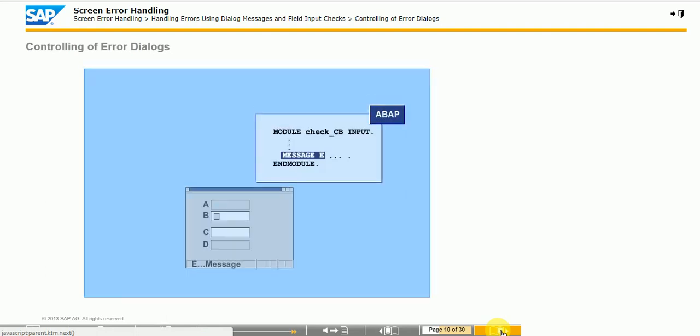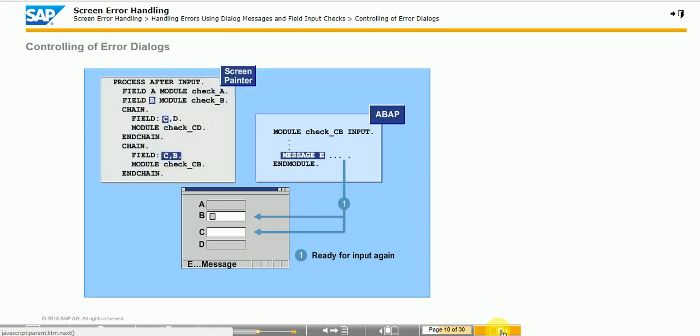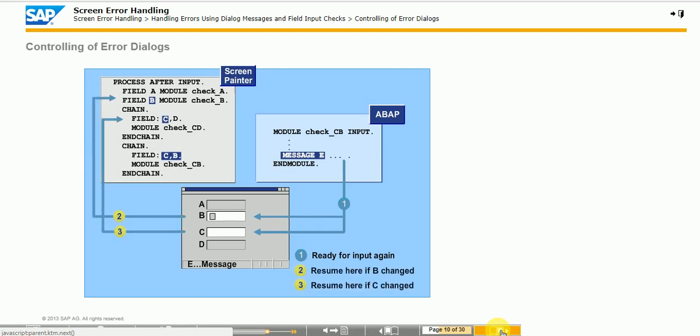If the application sends an error or warning message, the current screen is displayed back to the user. But the PBO module is not processed again. Only the fields to which the module is assigned are ready for input again. After the user enters new values, the PAI module is not completely reprocessed. It is restarted somewhere within the processing block. The system identifies the field that the user has changed and resumes processing at the first corresponding field statement. If the user confirms a warning message without changing the content of the field, the system restarts the PAI processing after the message statement where the error was triggered.